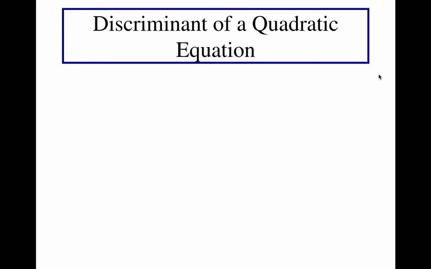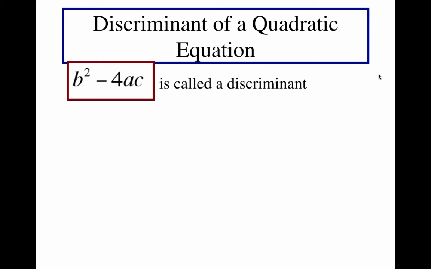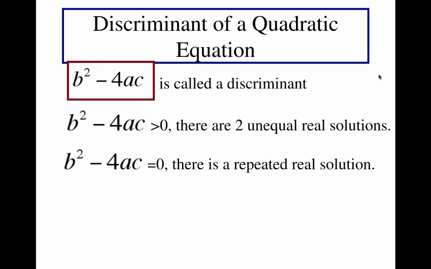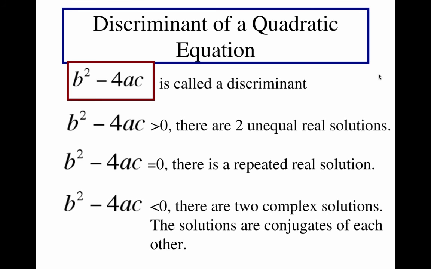The discriminant of the quadratic equation is b squared minus 4ac. Okay, this is called the discriminant. If that is greater than 0, there are two unequal real solutions. If it is equal to 0, there is a repeated real solution, meaning you have 4 and 4. And if the discriminant is less than 0, there are two complex solutions, and the solutions should be conjugates of each other.